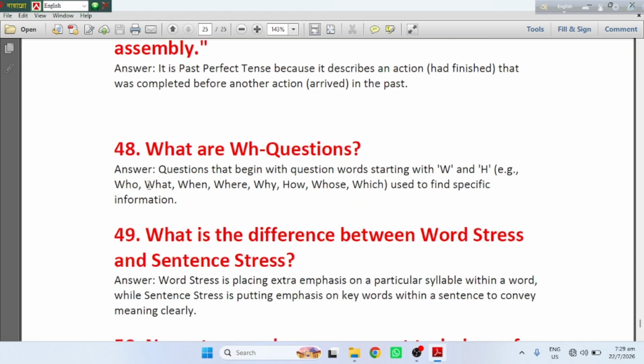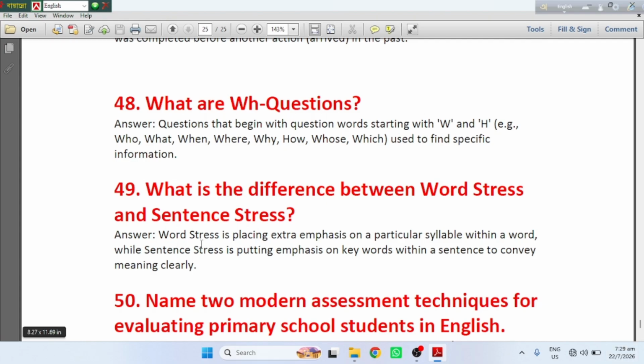What are the W's questions? Questions that begin with W and H. Example who, what, when, where, why, how, whose, which. Used to find specific information. 49. What is the difference between word stress and sentence stress? Word stress is placing extra emphasis on a particular syllable within a word, while sentence stress is putting emphasis on keywords within a sentence to convey meaning clearly.